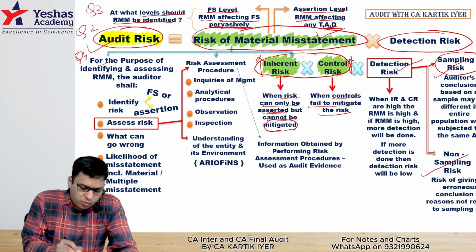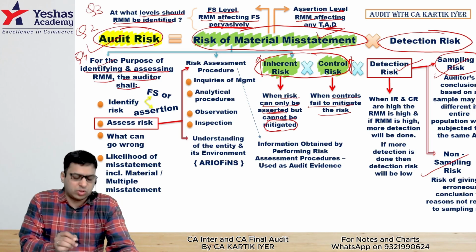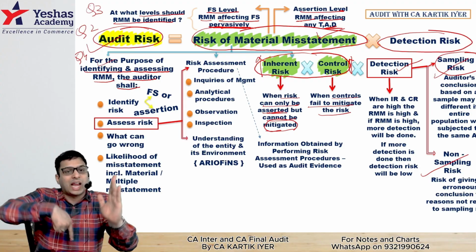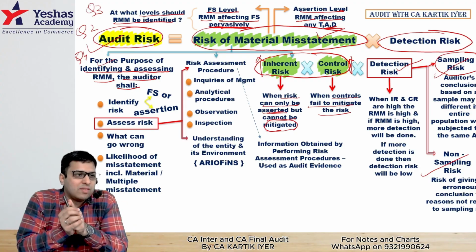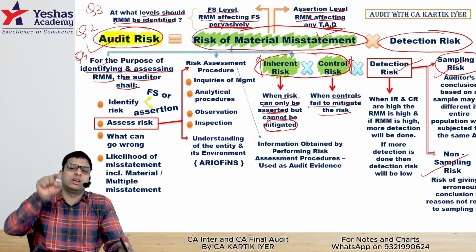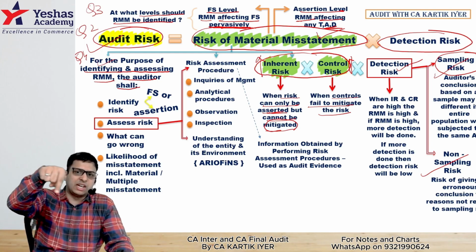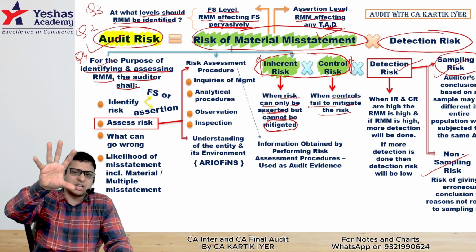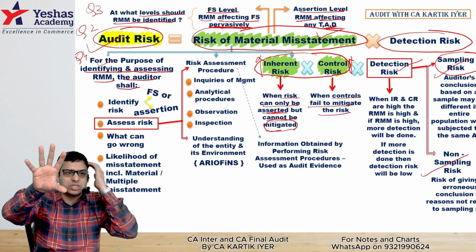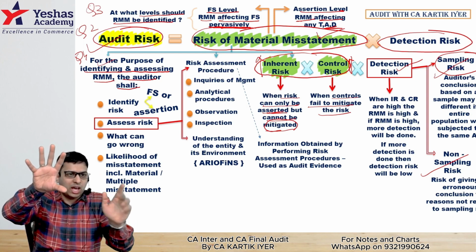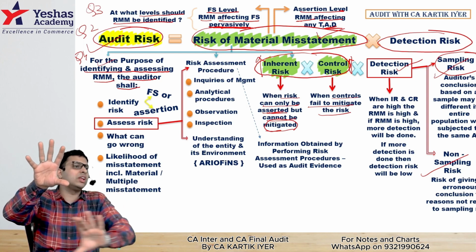Next, question number 4. For the purpose of identifying and assessing RMM, the auditor shall do what? So in the class we had done SA 315, where the line goes up. When the line goes up, what is the procedure the auditor does? We had done a hand action, if you remember. Identify the risk at the FS level and at the assertion level. Then assess the risk. How do you assess the risk? By analytical procedures, observation, inquiry, inspection, and understanding of the entity.